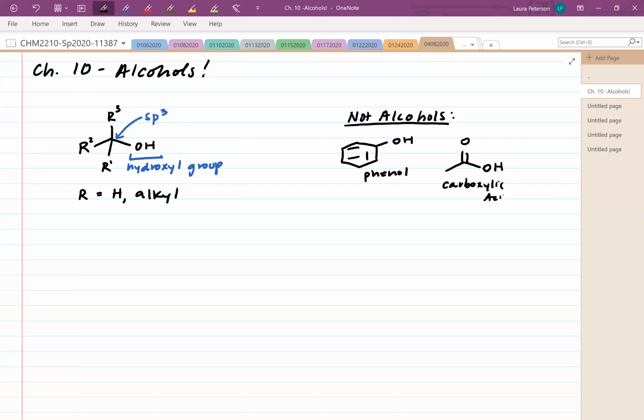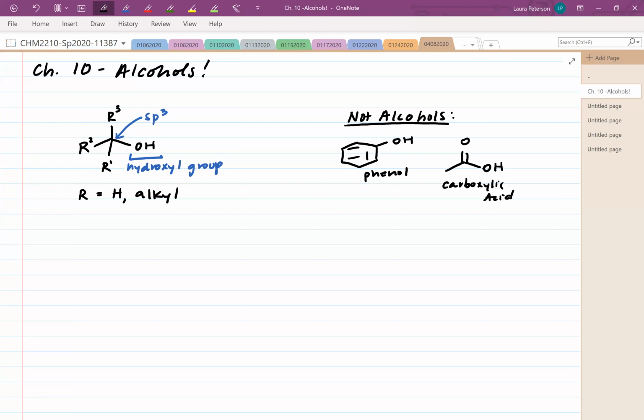And one of the hallmarks of alcohols, one property we could think about, is acidity. So the pKa of an OH in an alcohol is roughly 15 to 17, whereas a phenol is around 10 and a carboxylic acid is around 5. So clearly there's one property that is distinctly different between those that are not alcohols and our alcohols.